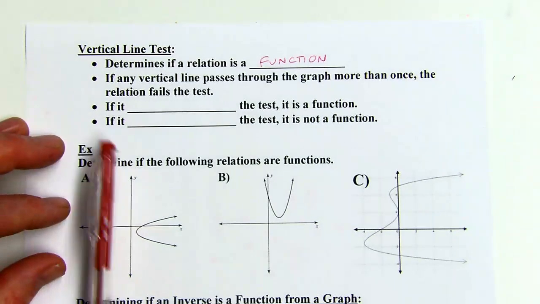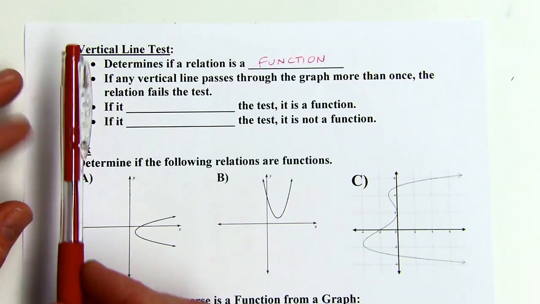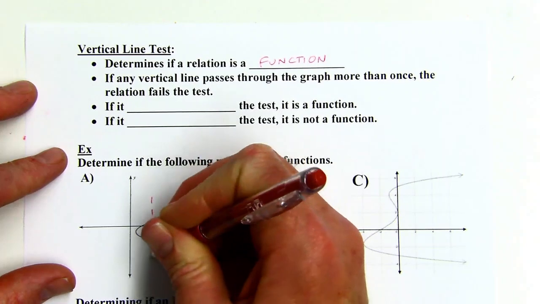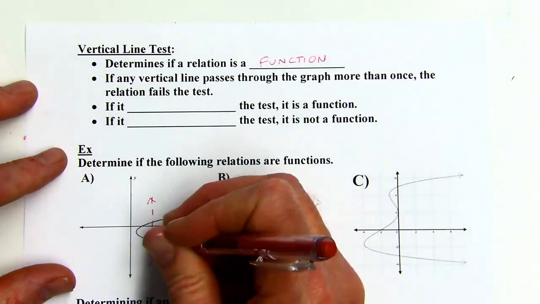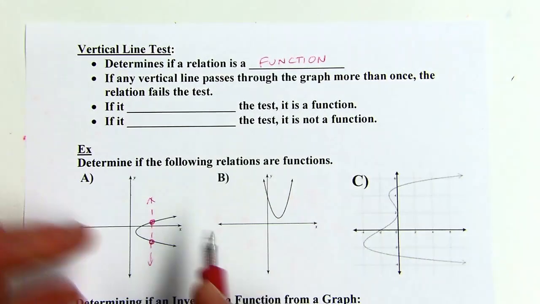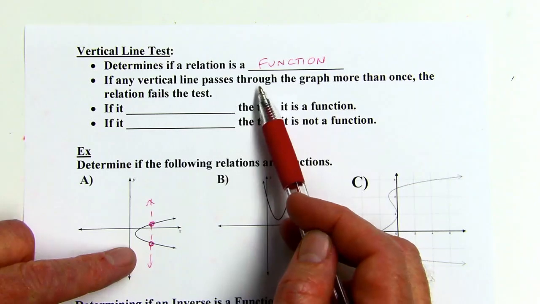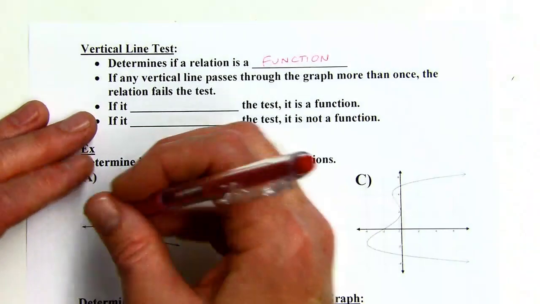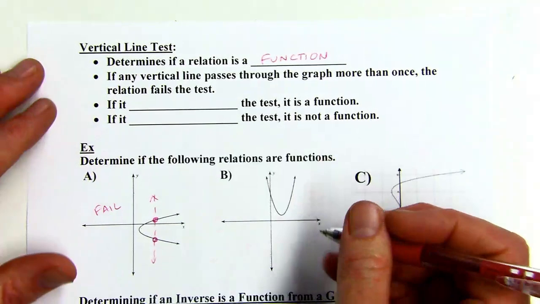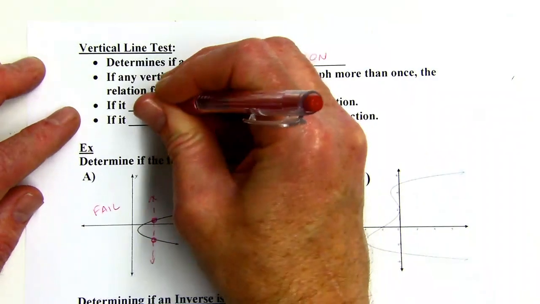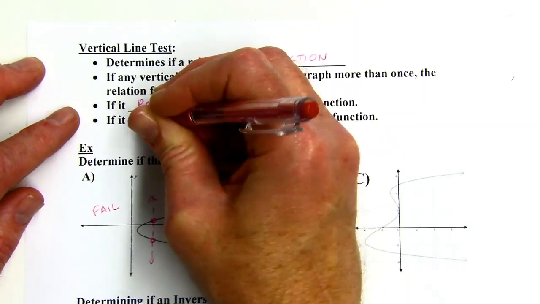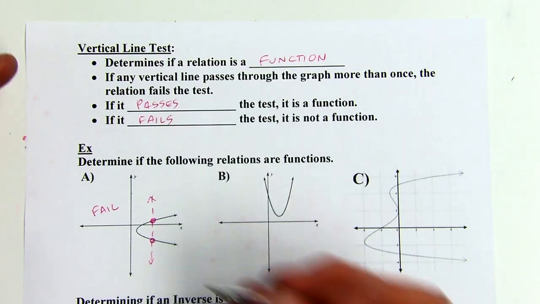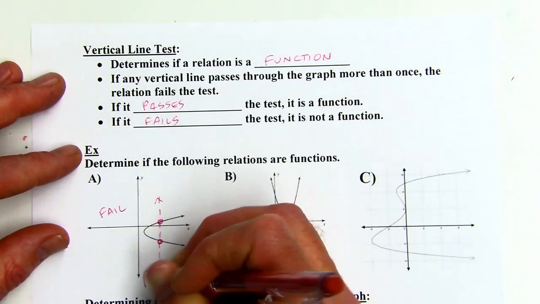Okay, so looking at this first example, a vertical line, you've got to know that's a line that goes straight up and down. So if I put a vertical line, say, right here, well, then this would intersect with my curve more than once. It says if any vertical line passes through the graph more than once, the relation fails the test. So this is going to fail the test. If it passes the test, it's a function. If it fails the test, it is not a function. So my answer here is going to be no, this is not a function because it failed the vertical line test.